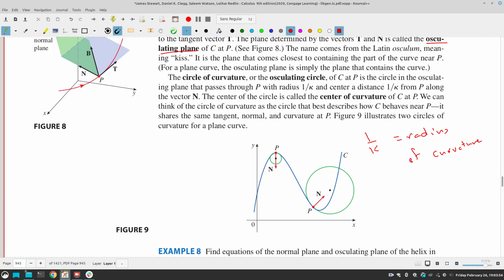curve is changing tangents very rapidly, such as over here, curvature is very large, so the circle of curvature is very small. It has a very small radius. Now, if the curvature is very small and the curve is varying very slowly, then the circle of curvature is very large.